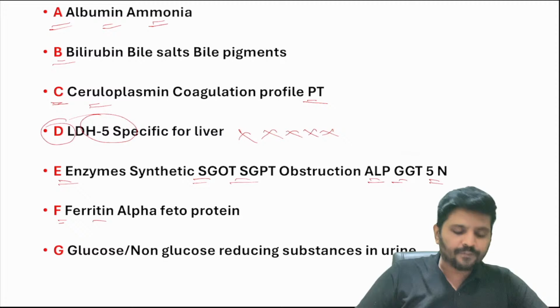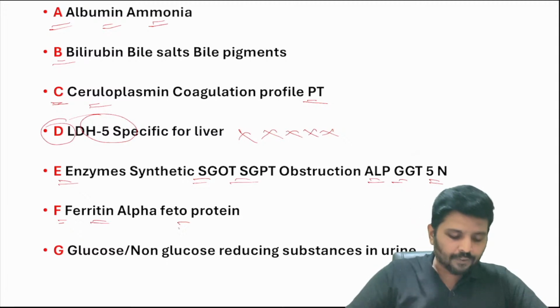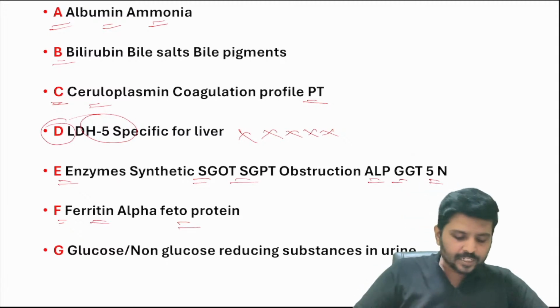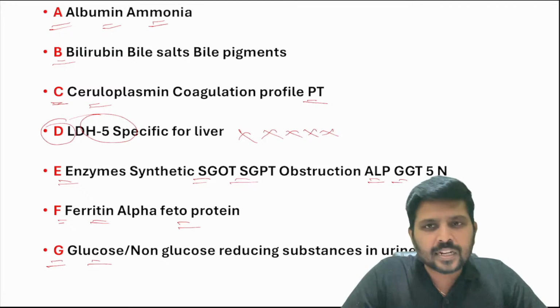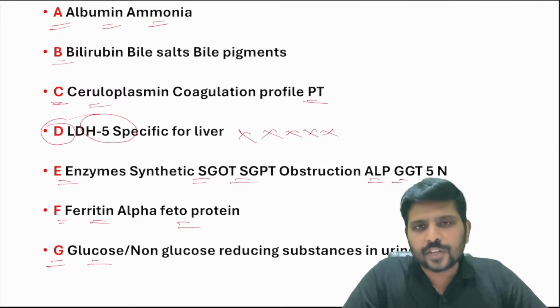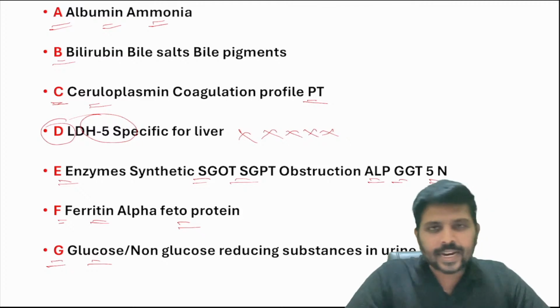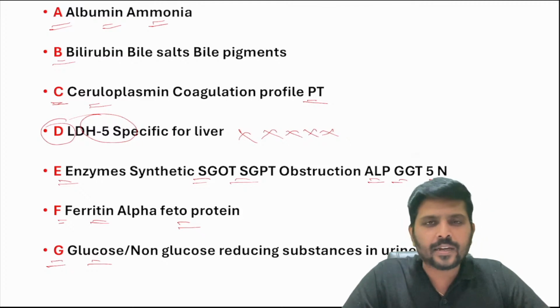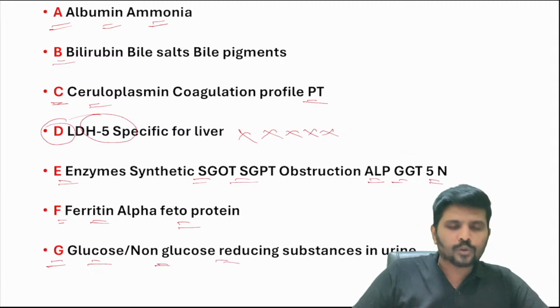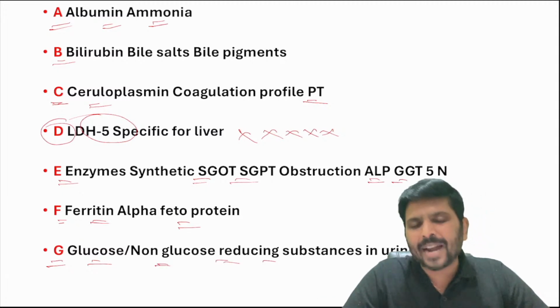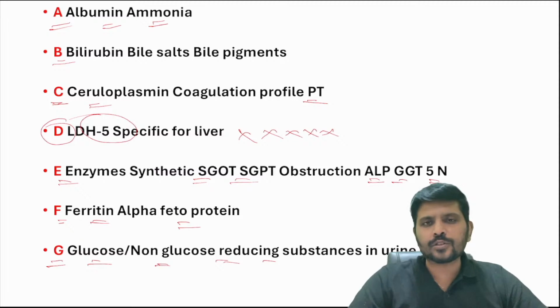F stands for ferritin as well as alpha fetoprotein. G stands for glucose. When the liver is deranged, gluconeogenesis cannot occur, so you will get hypoglycemia. And in young infants with acute liver failure, it can be due to galactosemia, in whom if you test for non-glucose reducing substances, it might indicate an underlying galactosemia.